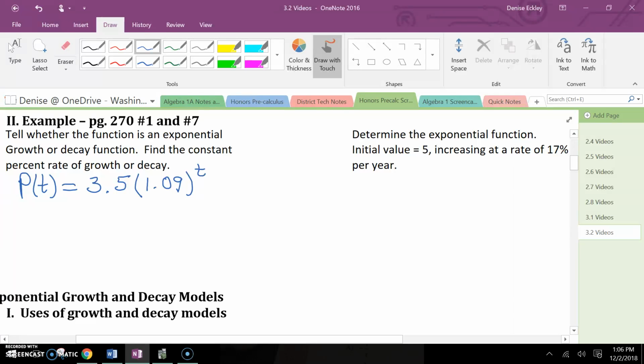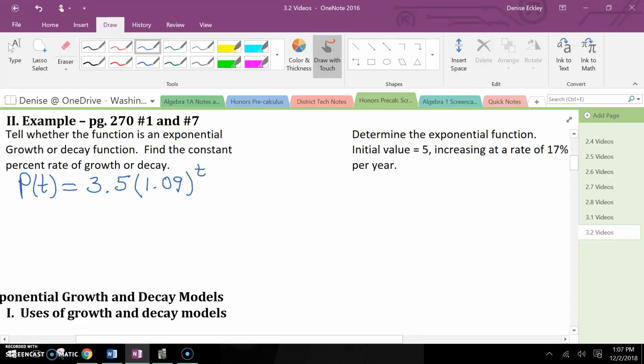Section 3.2 are applications of our exponential and logistic models that we learned in Section 3.1. The first couple examples start out with the basics, identifying exponential growth and decay. And specifically, number one asks us to determine if the function is exponential growth or decay and find that constant percent of growth or decay.